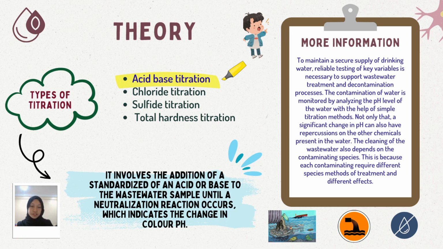For more information, to maintain a secure supply of drinking water, reliable testing of key variables is necessary to support wastewater treatment and decontamination processes. The contamination of wastewater is monitored by analyzing the pH level of the water with the help of a simple titration method. And lastly, the cleaning of the wastewater also depends on the contaminating species.